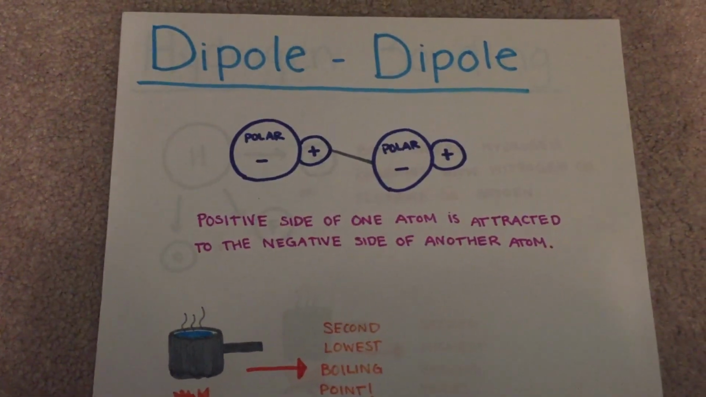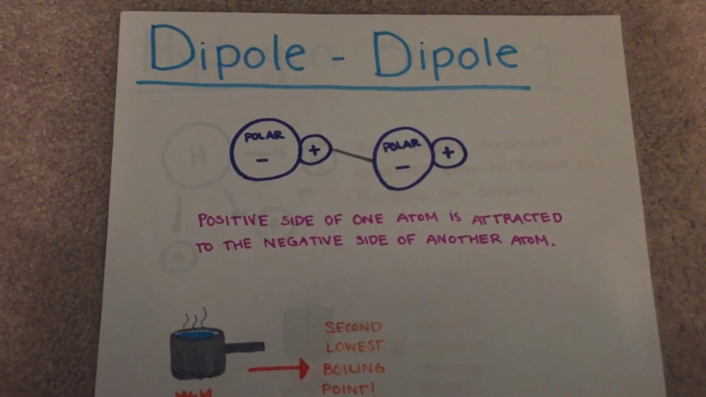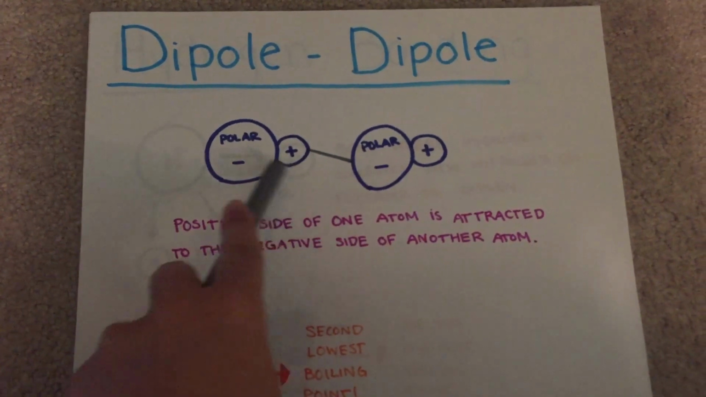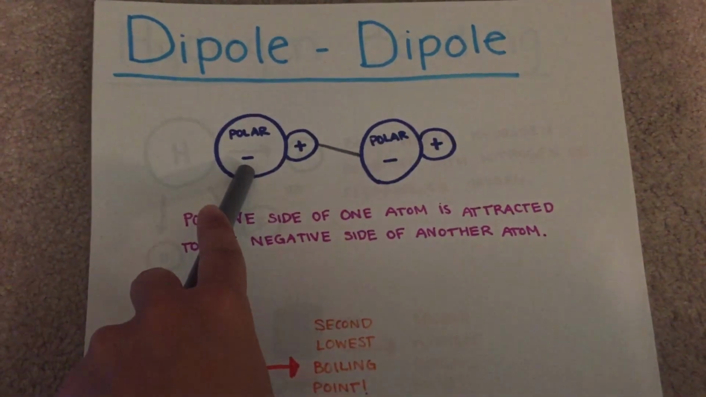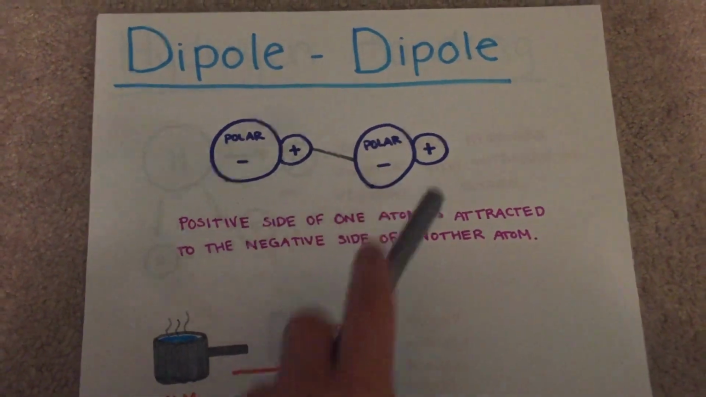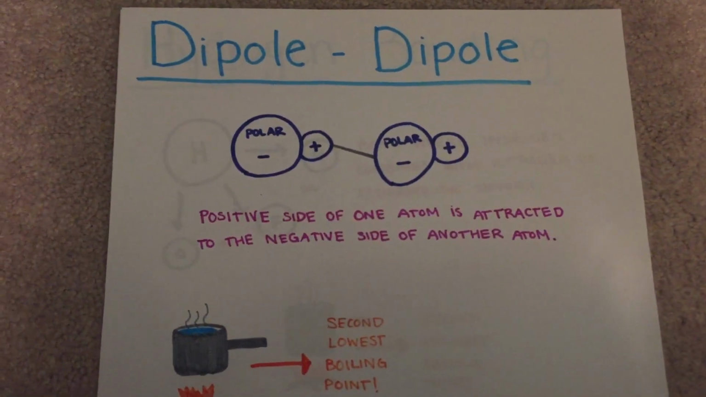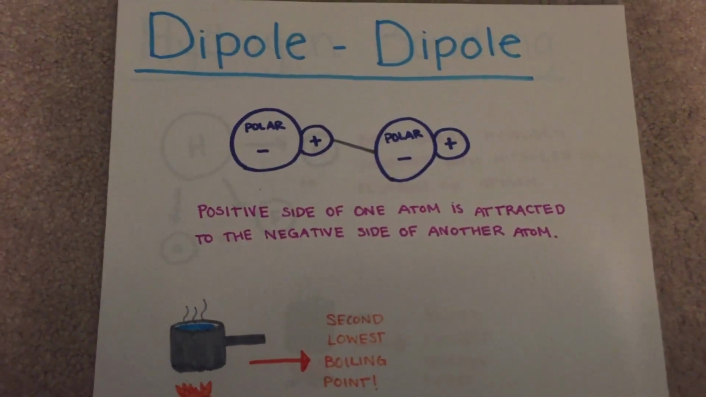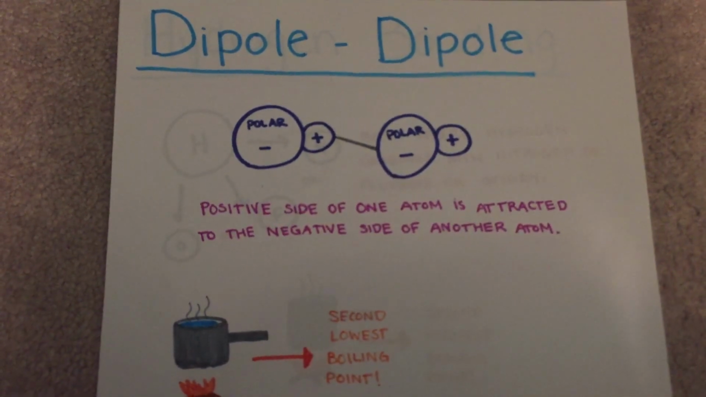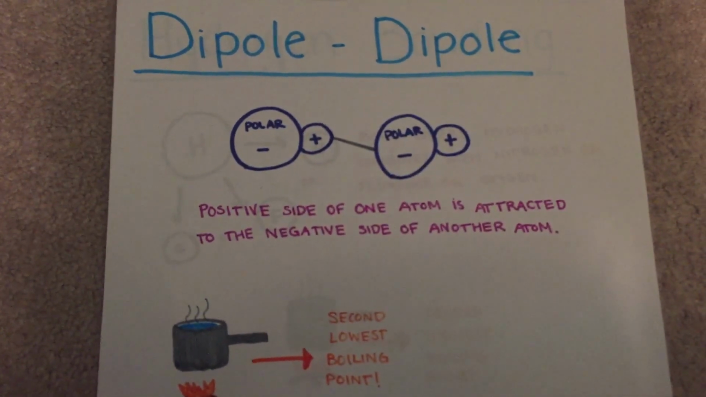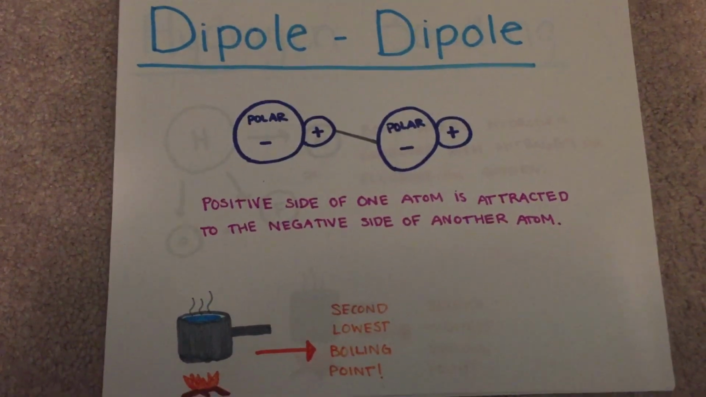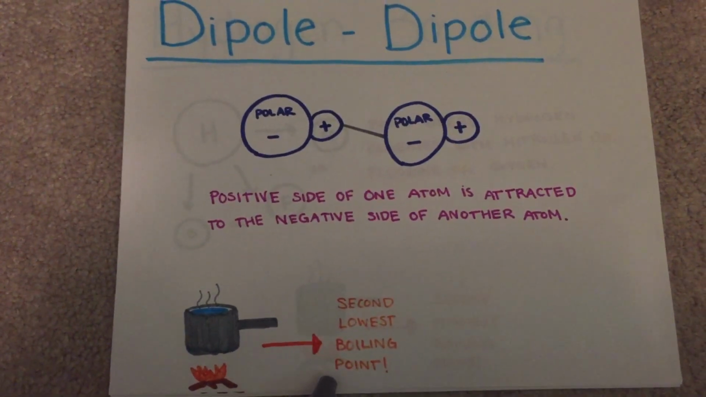So in a dipole-dipole IMF, one side of the molecule is positively charged and the other side is negatively charged. And in this bond, the positive side of one atom is attracted to the negative side of another atom. And these two atoms that share this bond are typically both polar. So this creates a relatively strong bond between the molecules, which gives it a higher boiling point than that of London dispersion. So it has the second lowest boiling point.